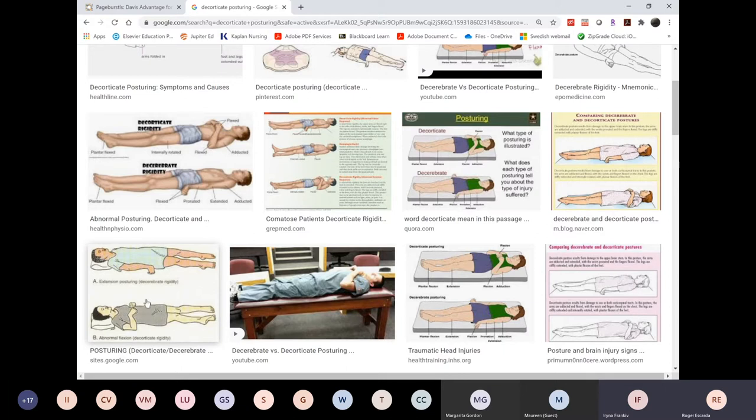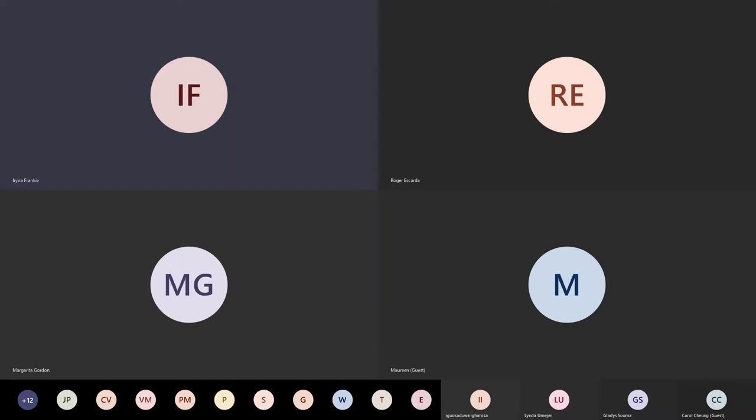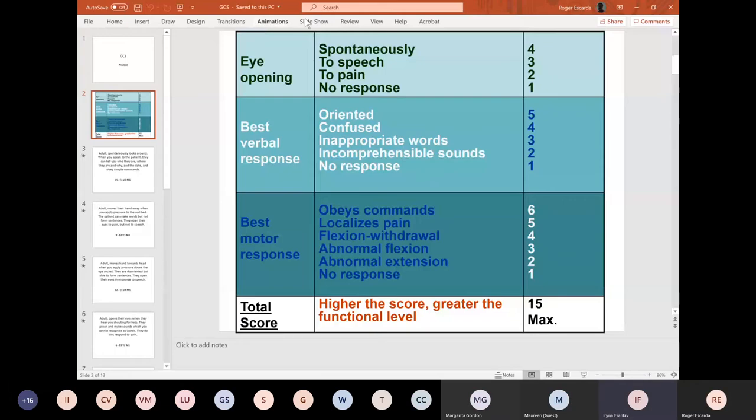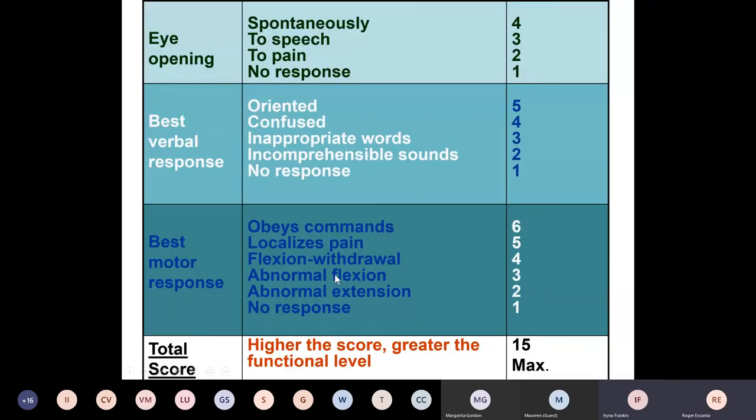Because the score is 3, this one is a 2. That means the prognosis for these patients is better than the decerebrate position. So this indicates the severity of the brain injury. This one is better compared to this, based on the score. So abnormal flexion is a 3, then abnormal extension is a 2, then no response is a 1.